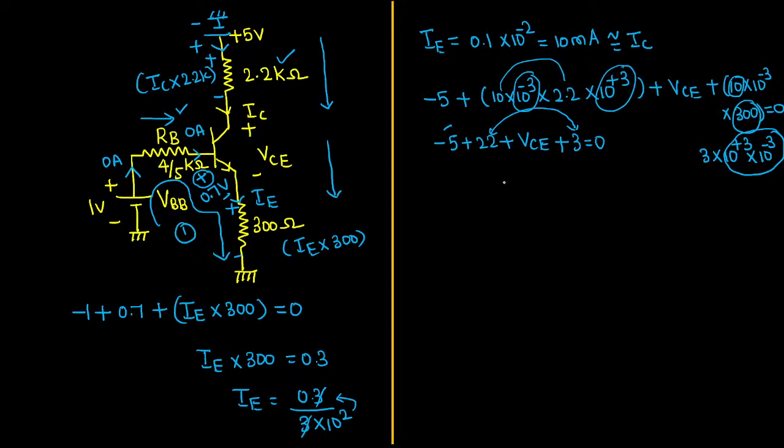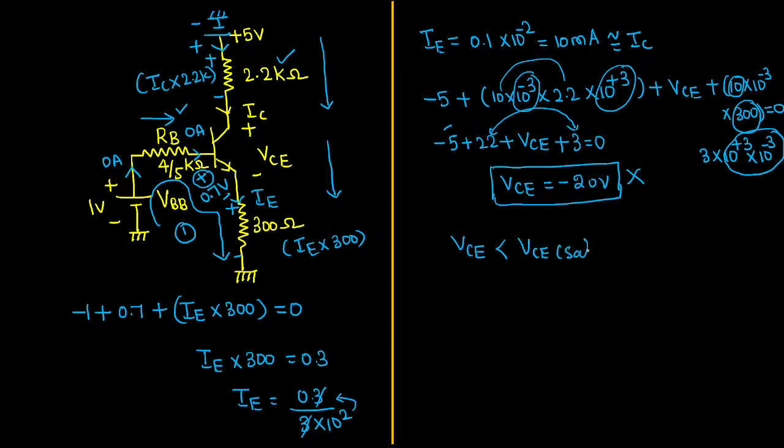So 22 plus 3 will become 25. From this I can say minus 5 plus 25 will become 20. So what we are getting, the value of collector to emitter voltage will become minus 20 voltage. What is this? Is it possible? First of all, I'm just asking you. No, sir. But what is the conclusion that we can make here? The only conclusion that we can make here is the value of collector to emitter voltage is less than the value of collector to emitter saturation voltage.